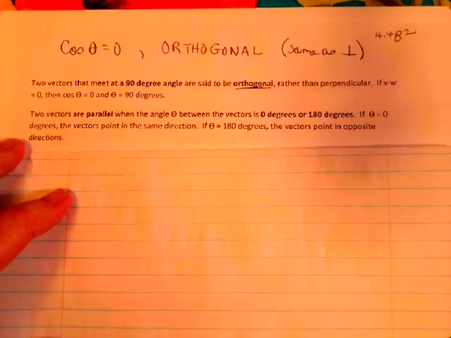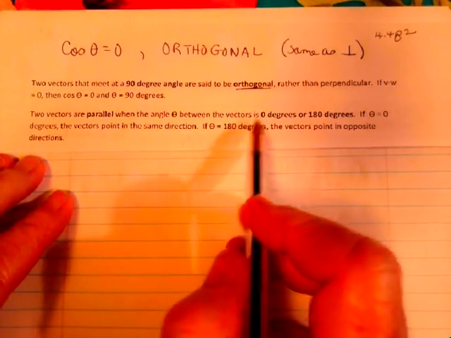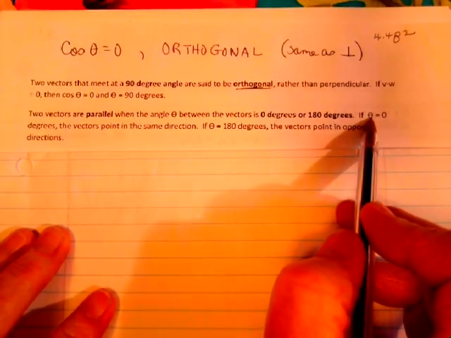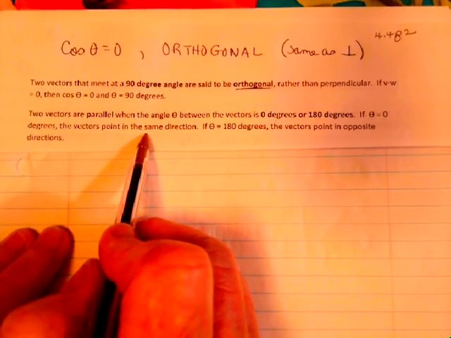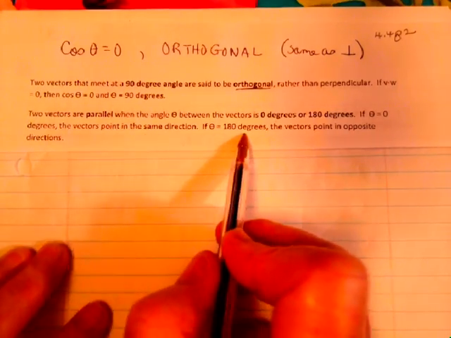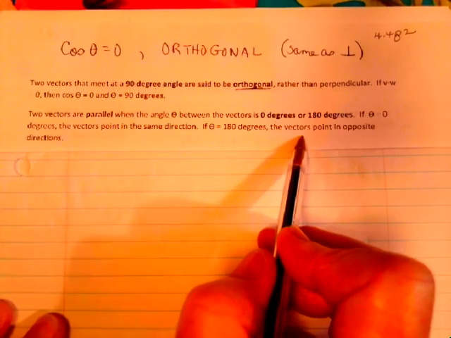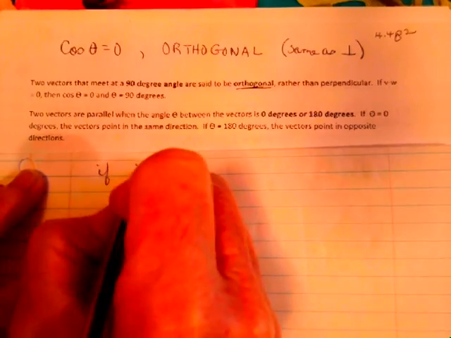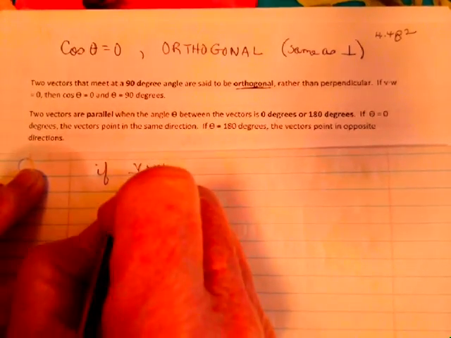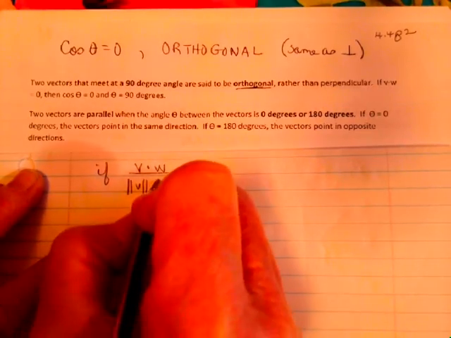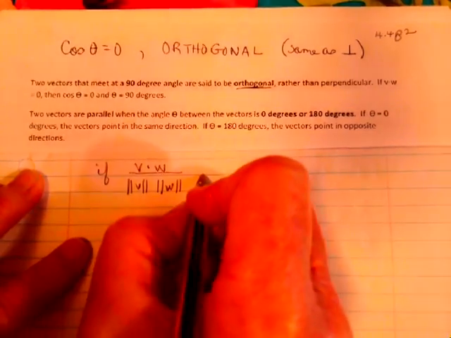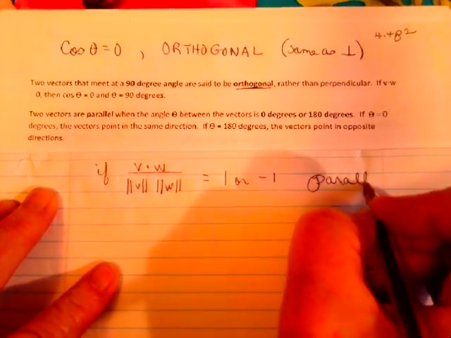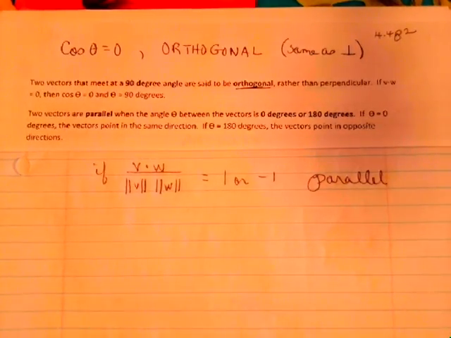Two vectors are parallel when the angle between the vectors is 0 degrees or 180 degrees. If the angle between them is 0 degrees, the vectors are parallel and have the same direction. If theta is 180 degrees, the vectors point in opposite directions. So, if v dot w over the magnitude of v times the magnitude of w equals 1 or negative 1, they are parallel. But you got to work the whole thing out to figure that out.